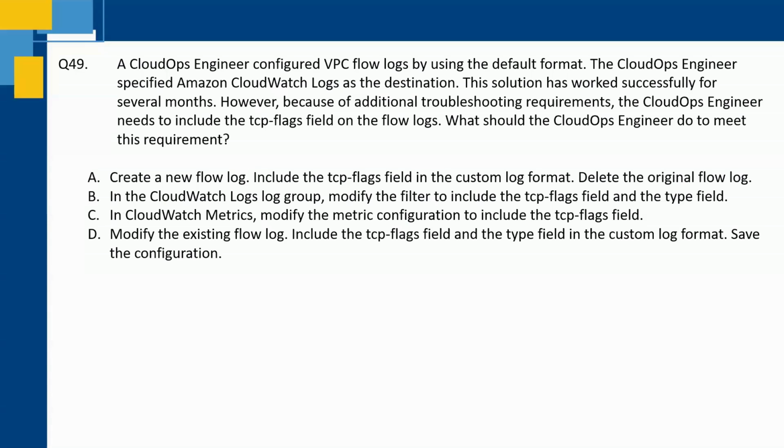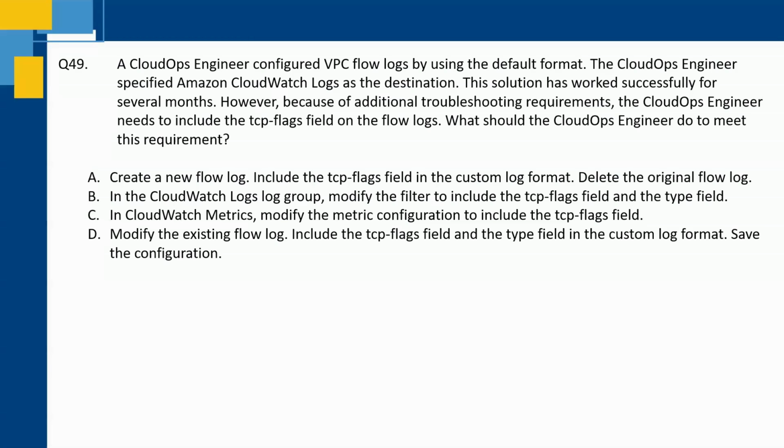What should the CloudOps engineer do to meet this requirement? Your options are: create a new flow log, include the TCP flags field in the custom log format, and delete the original flow log. In the CloudWatch logs log group, modify the filter to include the TCP flags field and the type field. In the CloudWatch metrics, modify the metric configuration to include the TCP flags field.